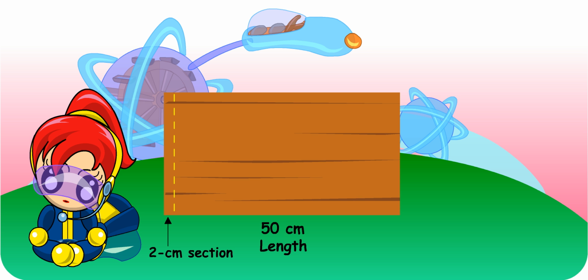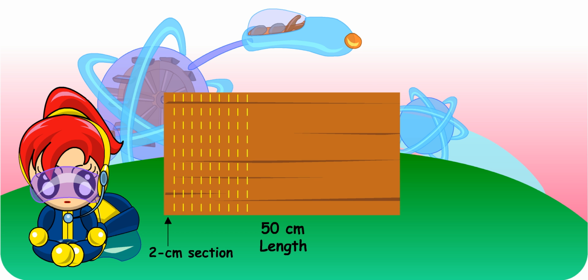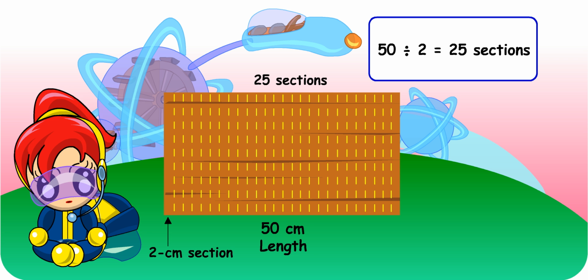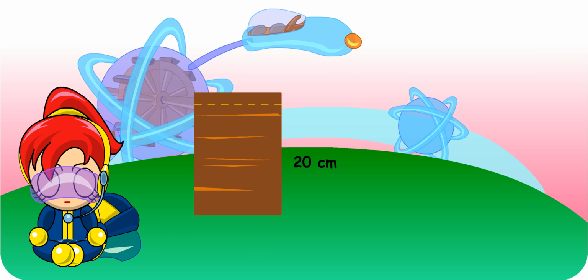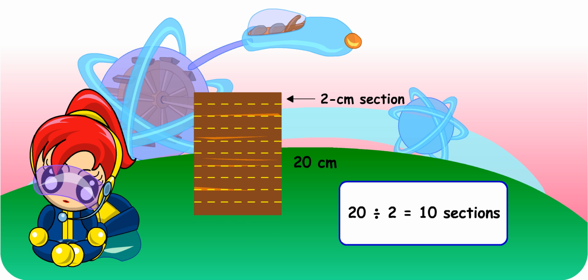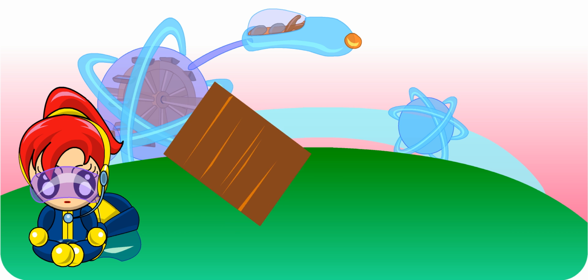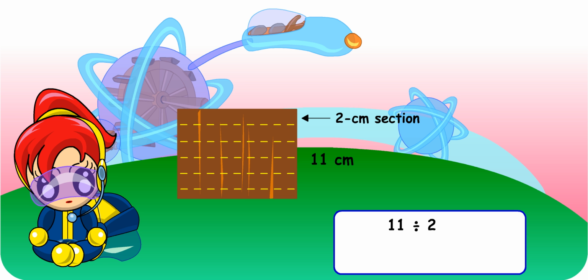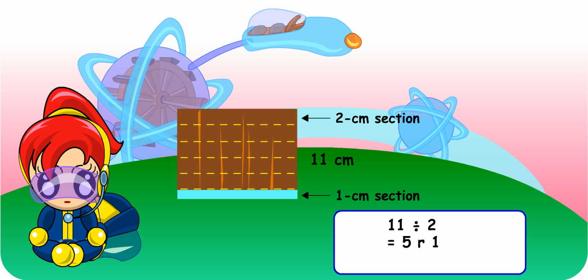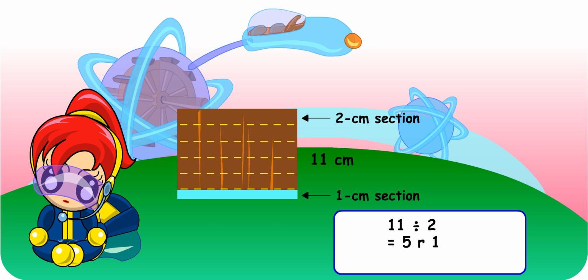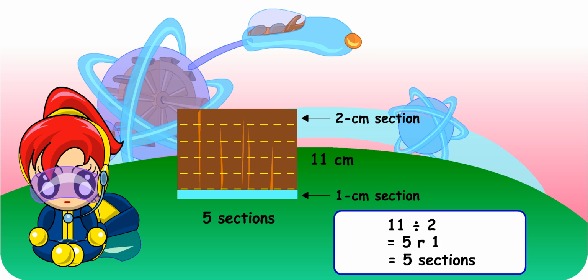When the length is 50 centimeters, we can have 50 centimeters divided by 2 centimeters, which is 25 sections. From the 20 centimeter height, we can cut 20 centimeters divided by 2 centimeters, which is 10 sections. As for the 11 centimeter breadth, 11 centimeters divided by 2 centimeters is 5 and remainder 1 section. We do not include the remainder as it cannot form a full 2 centimeter cube. Thus, the maximum number of sections we can get from the breadth is 5.